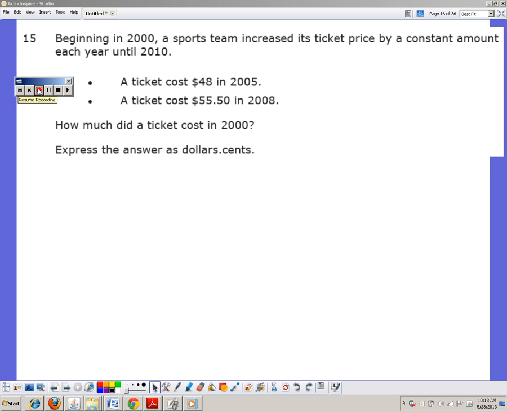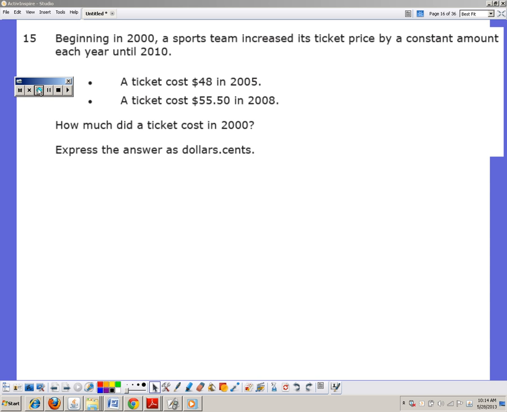Number 15. Beginning in 2000, this theater increases ticket prices by a constant amount each year until 2010. A ticket cost $48 in 2005. A ticket cost $55.50 in 2008. How much did a ticket cost in 2000? Express the answer as dollars and cents.